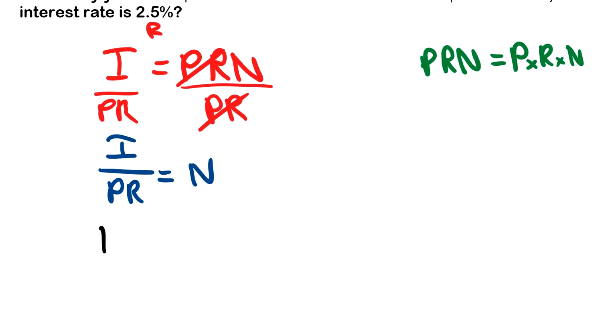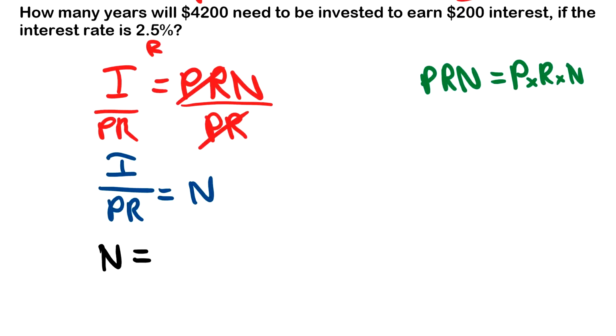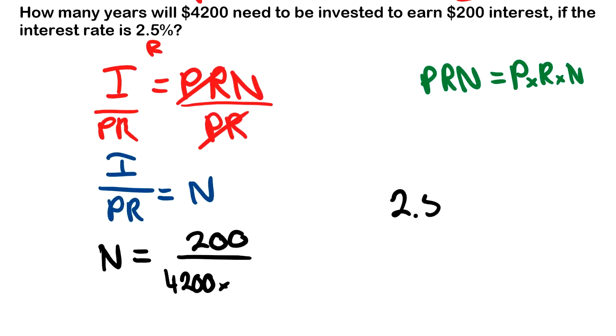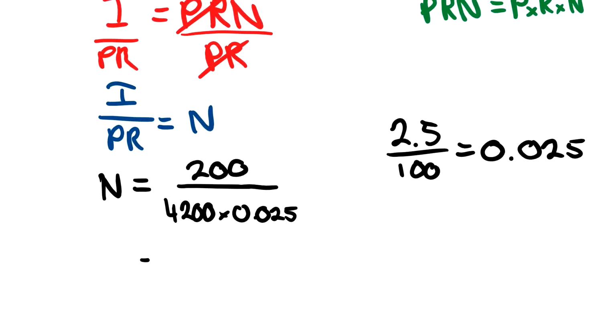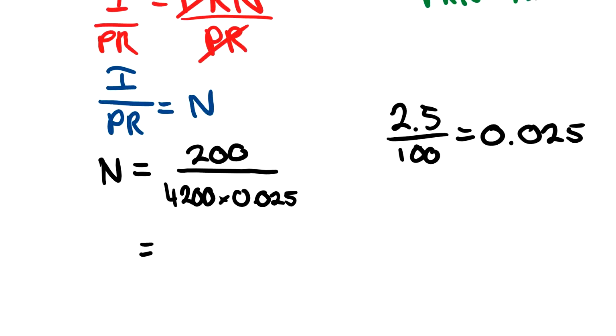So my N is going to equal my interest, which we said was 200, over your principal times your rate, so 4,200 times... Now here, writing it as 2.5 over 100 can sometimes get messy. We should probably write it as a decimal, 0.025, and then you can use this in the calculator. Here we end up with 1.9 years.